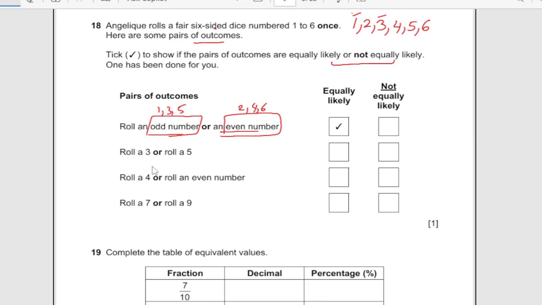Now roll a 3. 3 is coming only one time and 5 is also coming once. So they are also going to be equally likely. Roll a 4 or an even number. Even numbers we have 2, 4, 6, right, 3 times, and 4 is only once, right? So this is going to be more likely. So they are not equally likely. Rolling a 7, you know there is no outcome of 7, so rolling a 7 is 0 and 9 is also 0 because that is not there. So this is also equally likely.